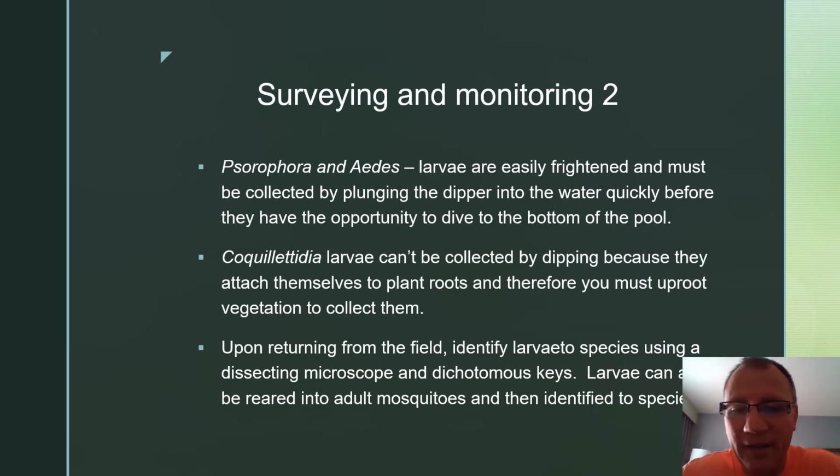Coquillettidia larvae can't be collected by dipping because they attach themselves to plant roots, and therefore you must uproot vegetation to collect them. Upon returning from the field, identify larvae species using a dissecting microscope and dichotomous keys. Larvae can be collected and reared into mosquito adults and then identified to species.